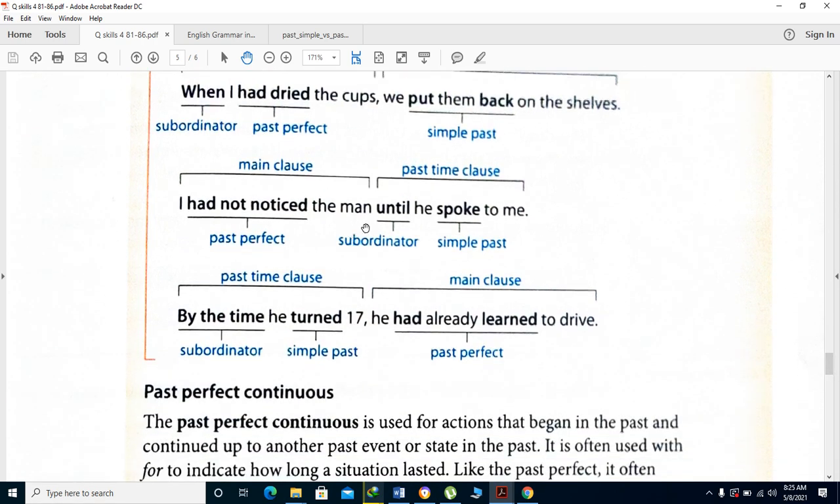I had not noticed the man until he spoke to me. Notice that when the past time clause comes second, no comma is needed. By the time he turned 17, now here we have the past time clause in the beginning, so a comma is separating it from the main clause. He had already learned to drive.